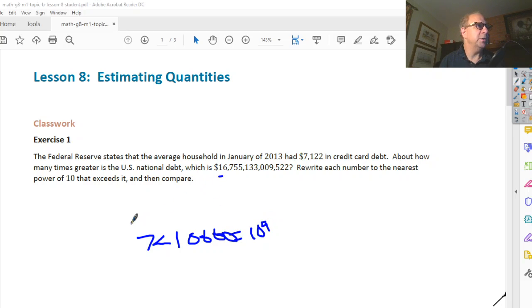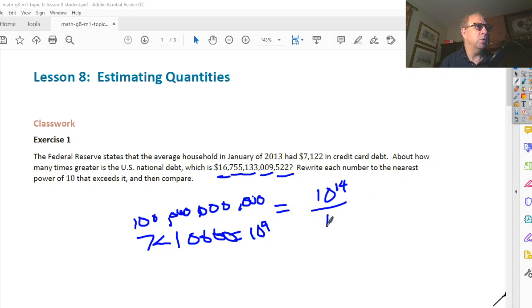And then 16 trillion is a little bit less than 100 trillion. So we've got 3, 6, 9, 10, 11, 12, 13, 14. Well, let's go with 14 because 16 is closer to 10 than it is to 100. So we're going to go 10 to the 14th, right? And this one was 10 to the 4th.